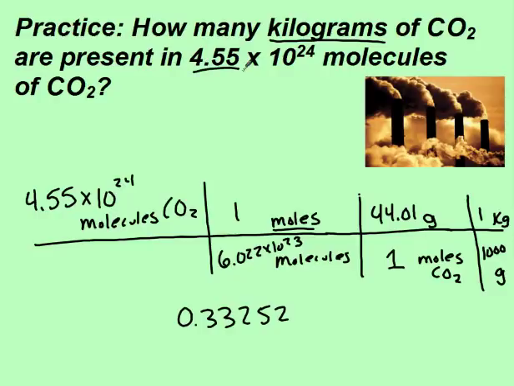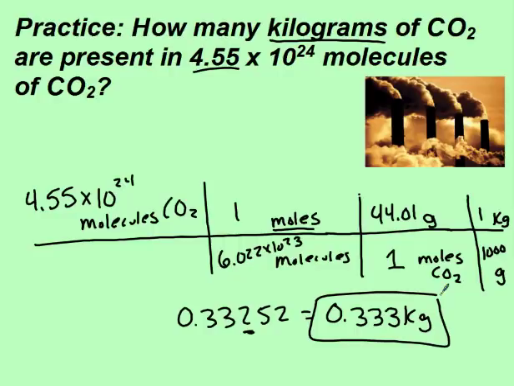We want 3 significant figures, so that's 1, 2, 3. So that turns to 0.333 kilograms. You could have also written your answer in scientific notation. If so, you would have gotten that, because we moved the decimal over 1 place to the right.